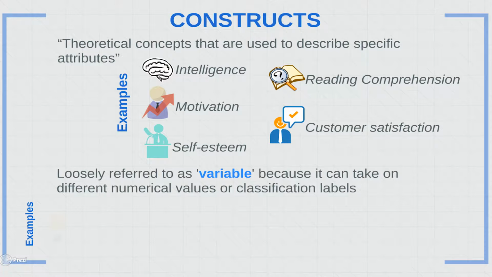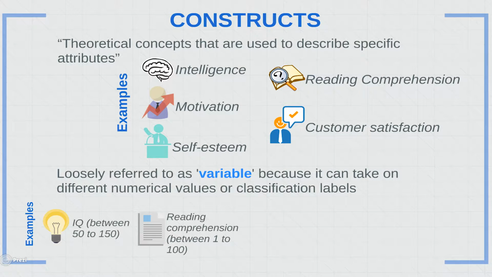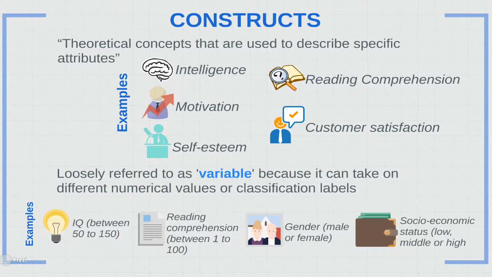Examples of variables are IQ, which has a score of between 50 to 150. Comprehension performance, which has a score of between 1 to 100. Gender, which is categorized as male or female. And SES, socio-economic status, which can be classified as low, middle or high.